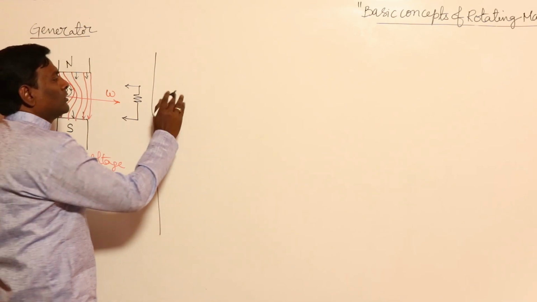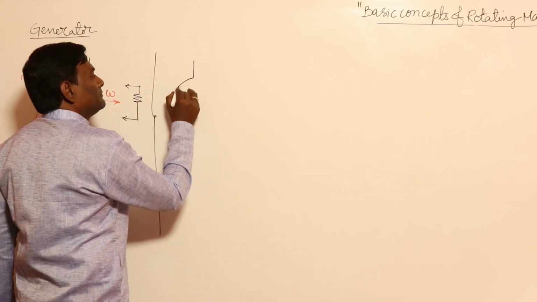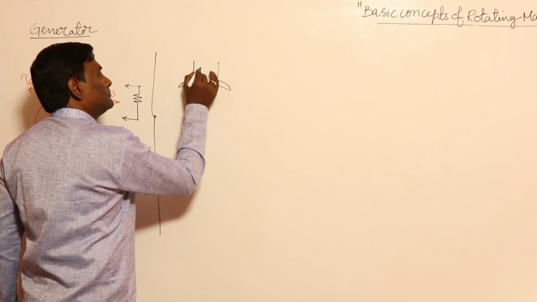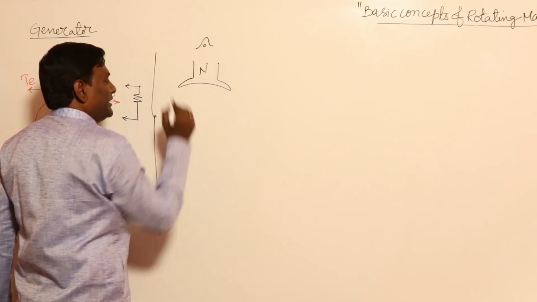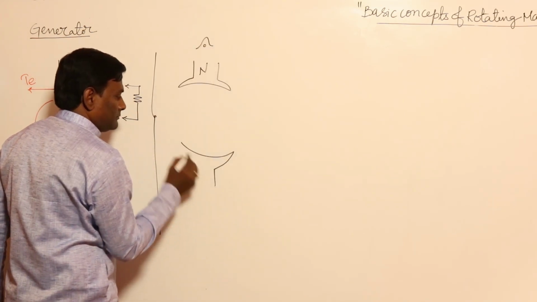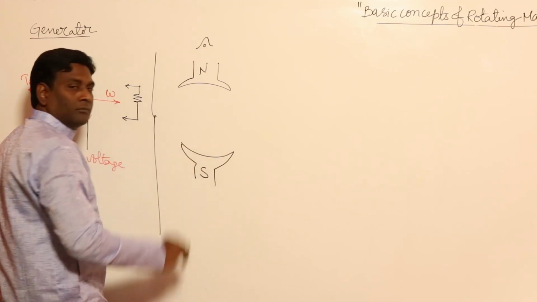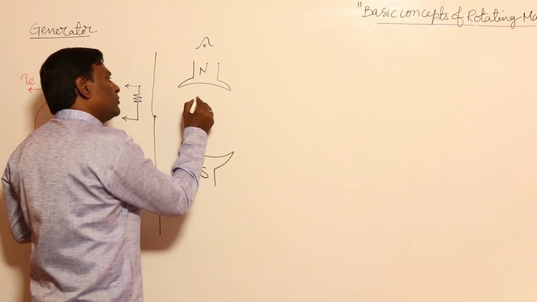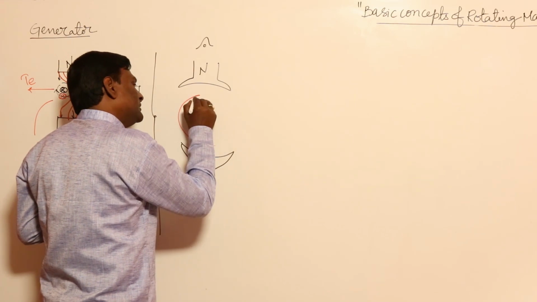Now let us think of a stationary field. This is the stationary field. Now let me think of a rotating armature, like your DC machine.